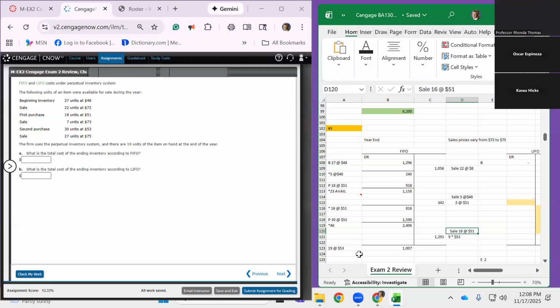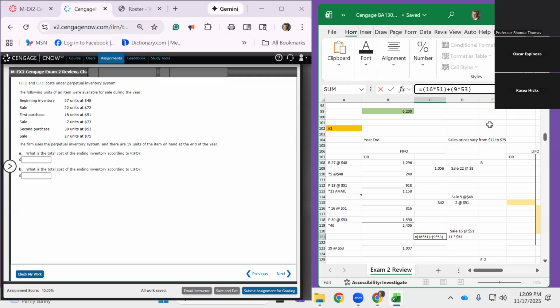Hold on. Second purchase was 30. Our sale. Okay, hang on, I think I've got this wrong. All right, so we're going to sell all 16 of those. 27 minus 16 is 11. So I'm missing 2. I really need 11 here. There's where I missed it. So I need to redo this.